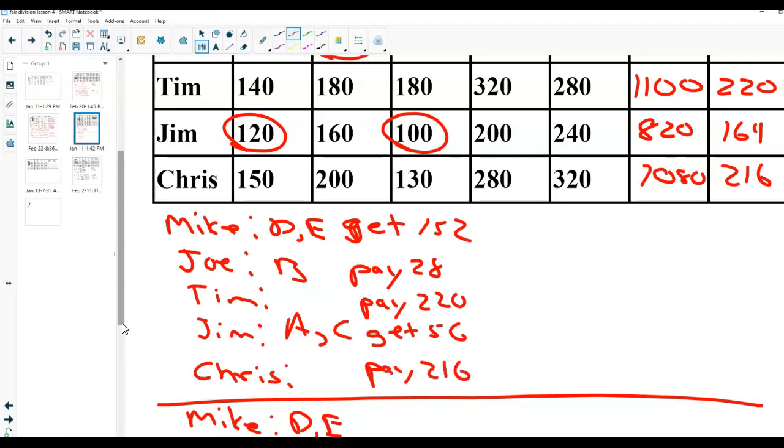and Chris pays $216. So now for my surplus, I'm going to add up the gets. 56 and 152. So there's a total of $208 that needs to be paid out. And the money being paid out is, I'm sorry, 28, 220, and 216. So the 3 payouts, 216, 220, and 28, is 464. When I subtract them, we have a surplus of 256.